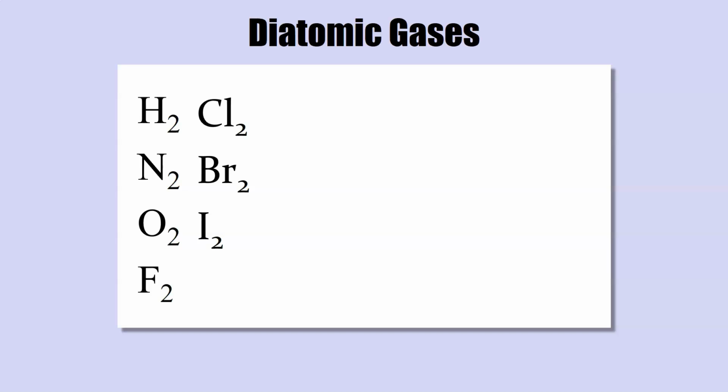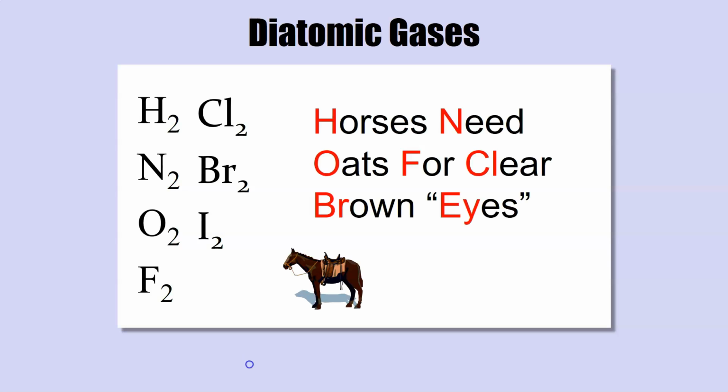So there's a little mnemonic. It's kind of silly. It's called "horses need oats for clear brown eyes." And you can see "eyes" is in quotation marks because it doesn't quite work with our letters. Hydrogen is horses, nitrogen is need, oxygen's oats, fluorine is for, chlorine is clear, bromine is brown, and then iodine is eyes. So it's not perfect, but it is the classic mnemonic for this. You do need to memorize these. So somehow make a note in your notebook. Make sure you don't forget that you need to know these formulas.